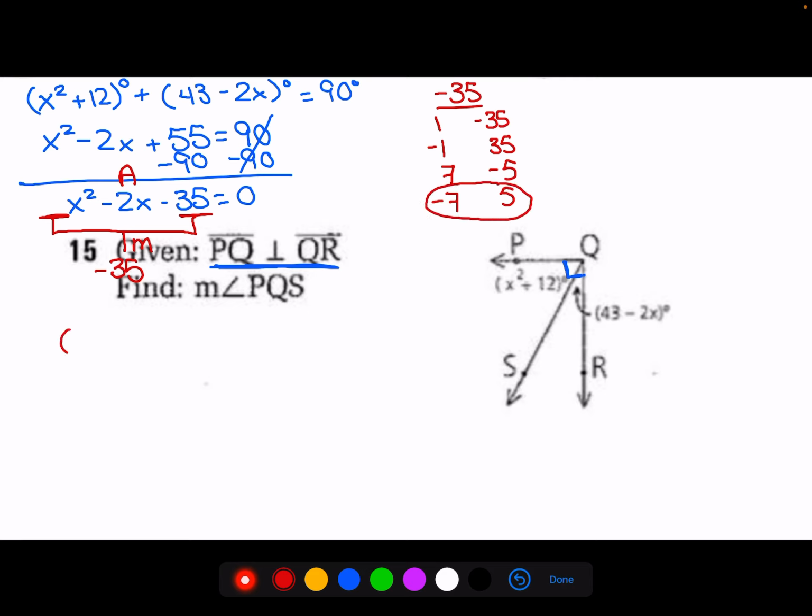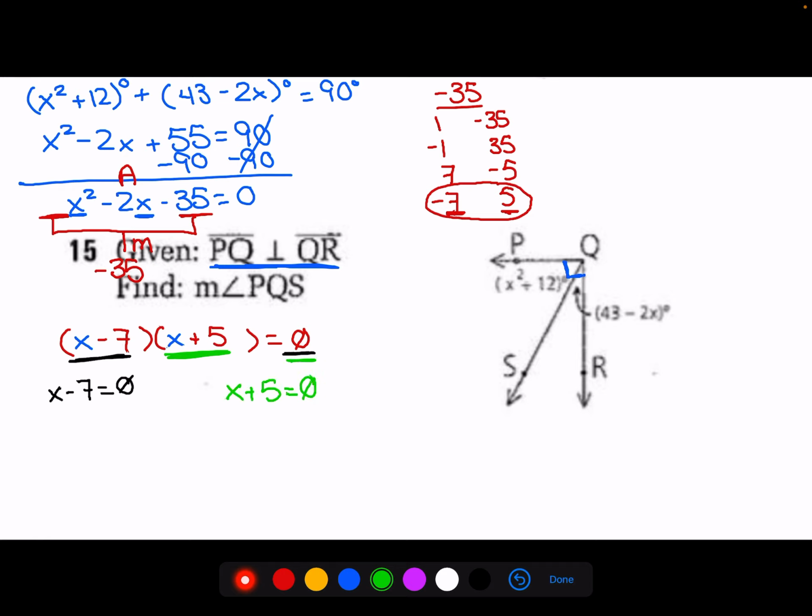So I create my double bubble, double parentheses down below, and the first thing that goes in the bubble is the variable that we're dealing with. In this case, it's x. So I place an x first. The next things that come in are the two numbers that we found, negative 7 and positive 5. Now at this point, if it has its own parentheses, it gets its own equation. So I have x minus 7 equals 0, and I also have x plus 5 equals 0. Solving for both of these equations, we get x equals 7 and x equals negative 5.